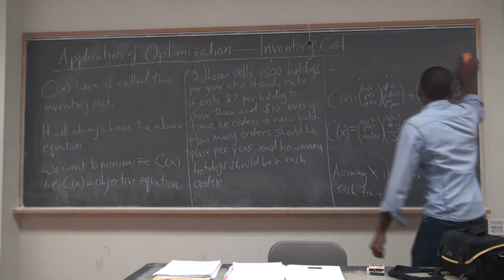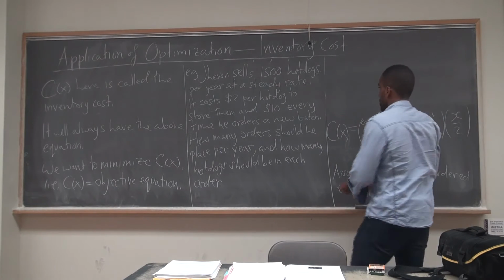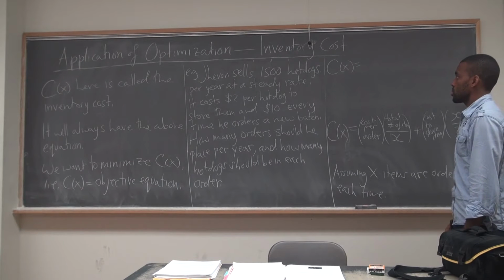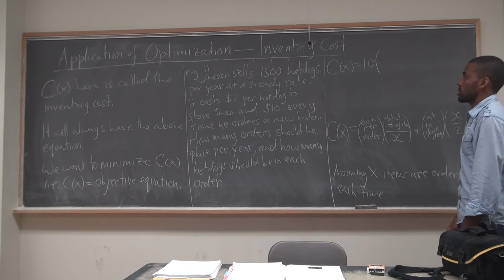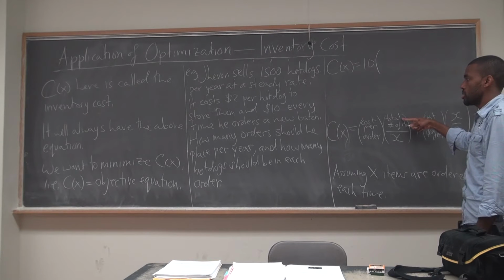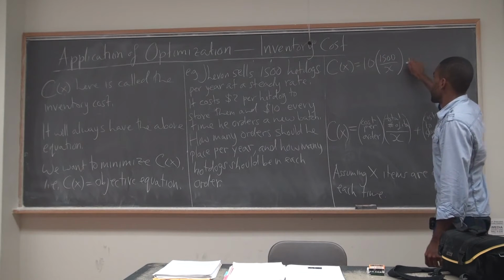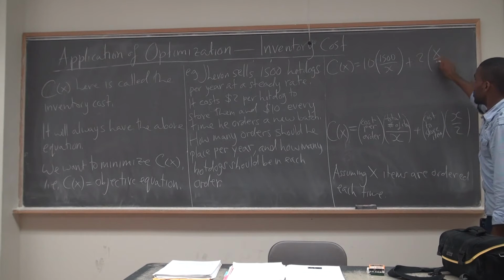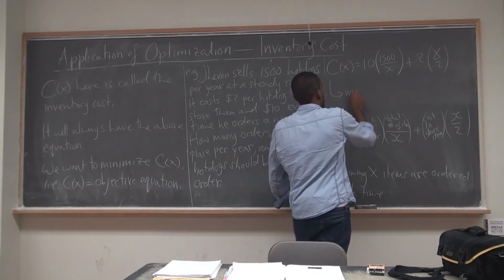So at this point, you guys tell me, C of X would look like what here? Cost per order, 10. 10 times, we don't know yet, total number of items. What's the total number I'm selling per year? 1,500. Yeah, so you put 1,500 over X plus 2 times X over 2. The 2's cancel. That's my function. And so the goal now is to minimize this.